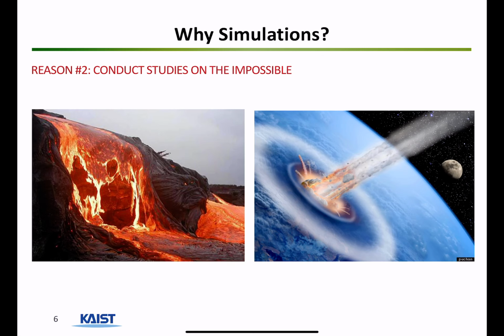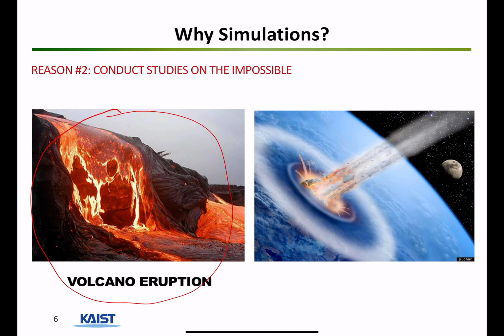Reason number two is that a lot of times we want to conduct studies on what is just impossible, even in practice using experiments. For example, something like a volcano eruption. We want to study this, but we cannot force a volcano to erupt. Even experimentally, it's very difficult or impossible. Or something like a collision from space. There are asteroids that collide from space, but how can we manipulate this in an experiment? It's just impossible to do. However, we can do this in a computer.